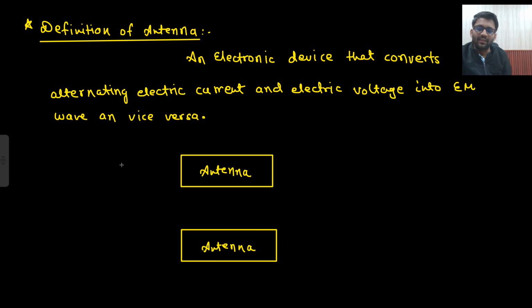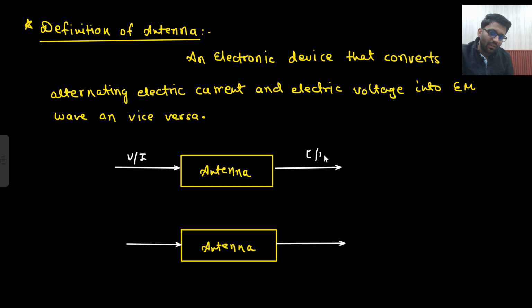When you give it V and I, it will generate E and H. But vice versa should also be true: if I give E or H to it, it should give me V or I as well. So this is the meaning of antenna. We will study how it makes E and H, and when we give it E and H, how it makes V and I. Although questions will not be asked from this particular topic in the examination, it is still important to understand the chapter well.